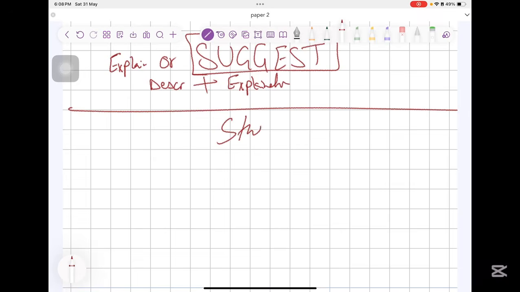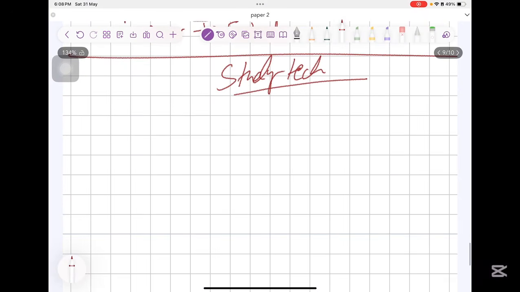You need to know the study techniques or the study systems. You've got 2 main parts. You've got systematic and you've got the random.